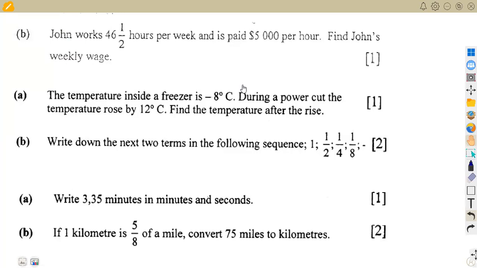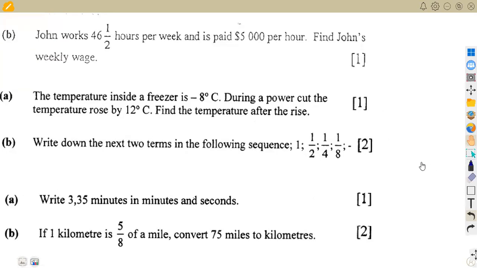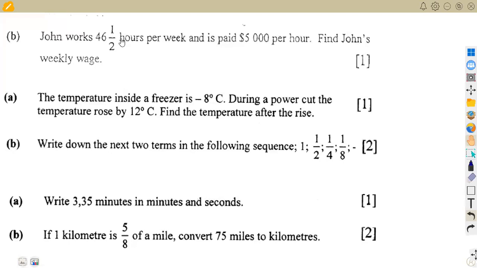All right. So this other part we're given, John works 46.5 hours per week and is paid 5,000 per hour. So find John's weekly wage. So I think this one is a direct question also from your proportion. We have the number of hours in this case considered per week, and this amount is given as per hour. Each and every hour that he is going to work is given 5,000 in this case.